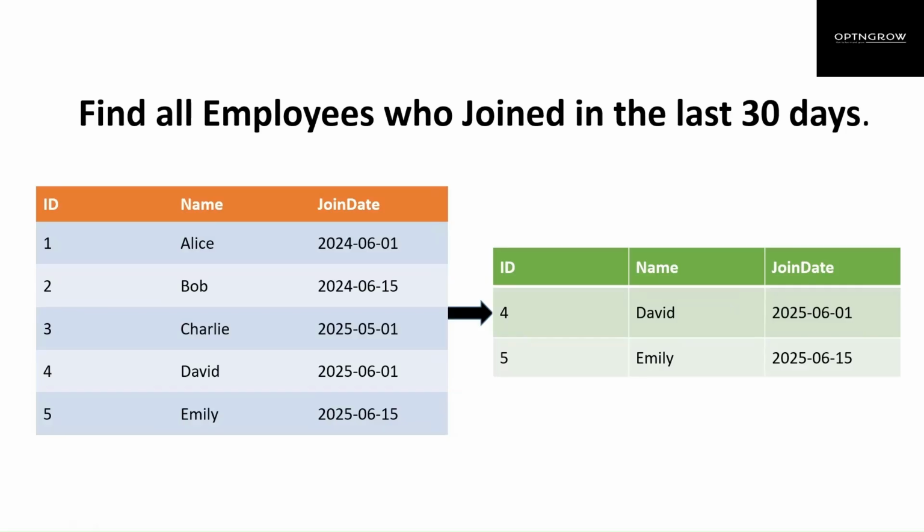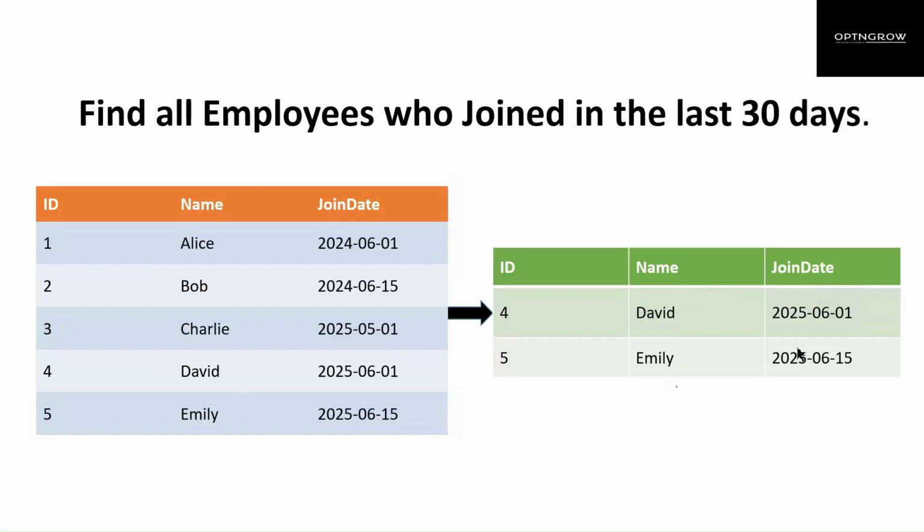Hello everyone. In this video, we are going to find all the employees who joined in the last 30 days. You can see over here that we have the employee table, and what we have to do is find those employees who have joined in the last 30 days. So David and Emily have joined in the last 30 days, and we want this as the output.